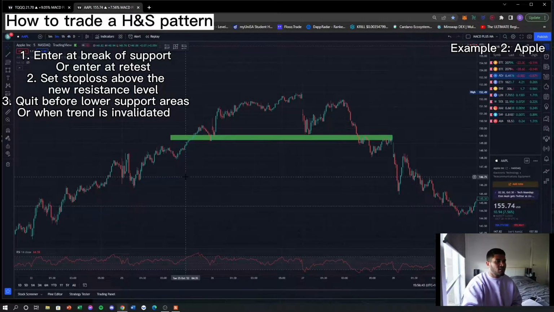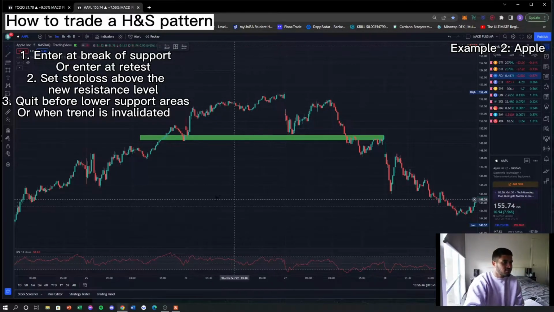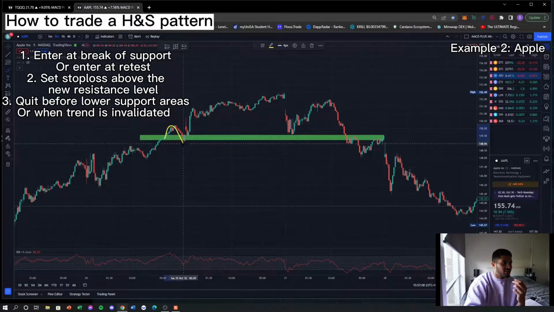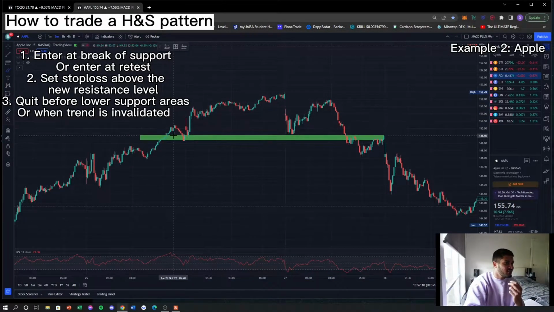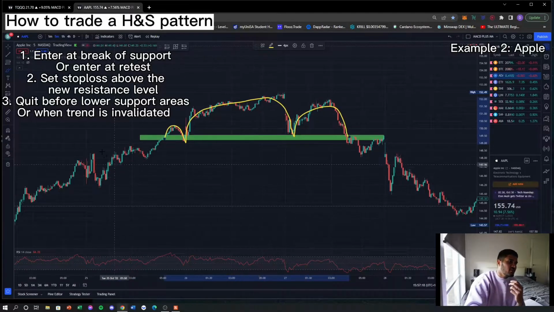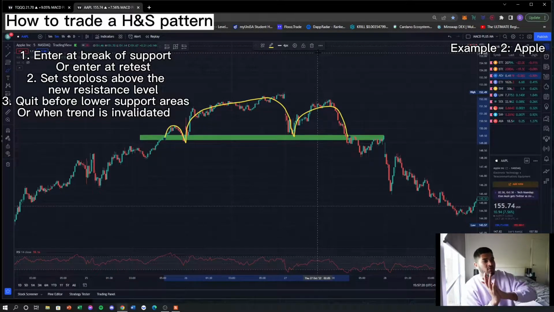And let's just go to another example. We're going to Apple. This looks a bit weird, I know, but it's still a head and shoulders pattern. Let's just draw that out. It's very simple. Okay, so we got the left shoulder here, head over here, and we got the right shoulder. The key thing is, let me just draw that better. Left shoulder, head, right shoulder.